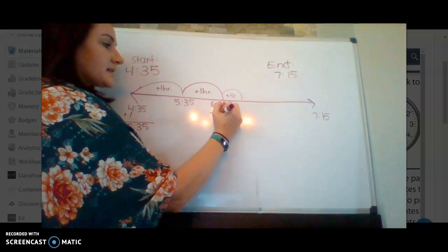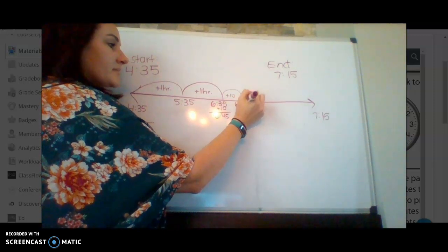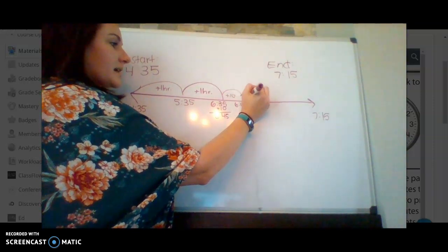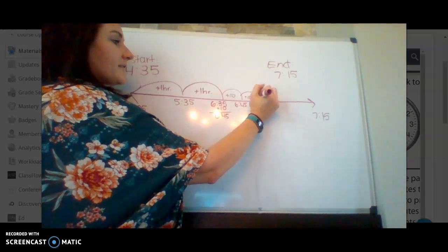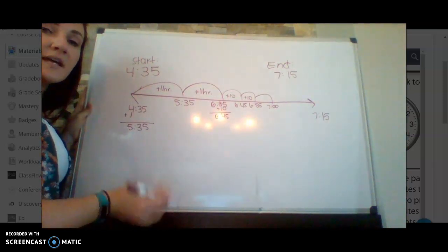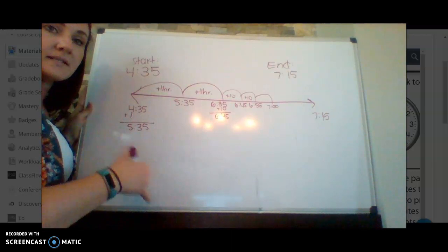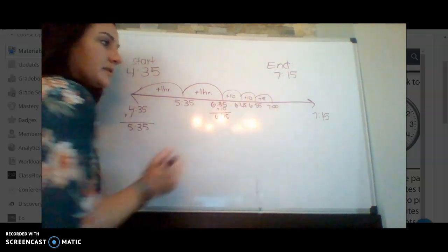So 6:35 plus 10 gives me 6:45. Add another 10 because I'm not there yet. Gives me 6:55. And if I want to get to 7 o'clock, from 6:55 to 7 o'clock, how many minutes go by? 5. So I'm going to add my 5 here with all your minutes.